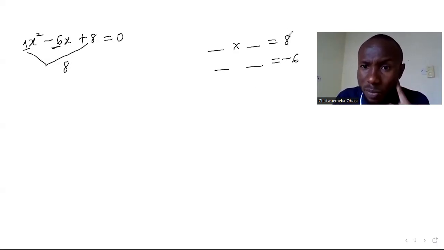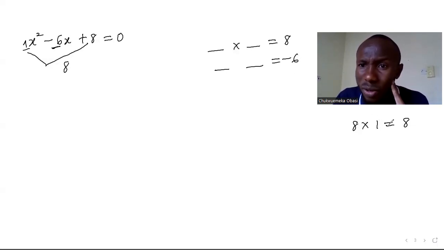I like to start from multiplication. What will you multiply to get 8? Of course, you know, 8 times 1 will give me 8. Then when I add these two, 8 plus 1 will give me 9. It's not minus 6. Then subtract them. 8 minus 1 will give me 7. It's still not minus 6.